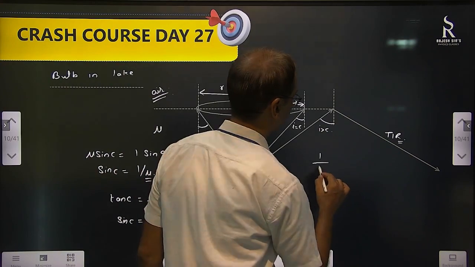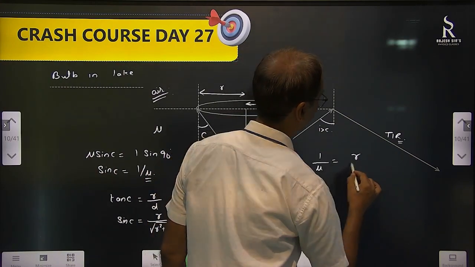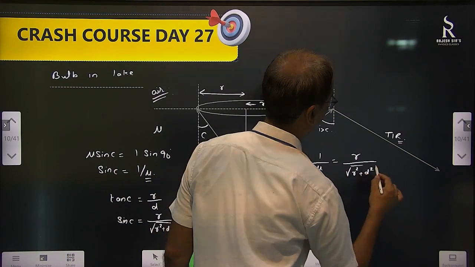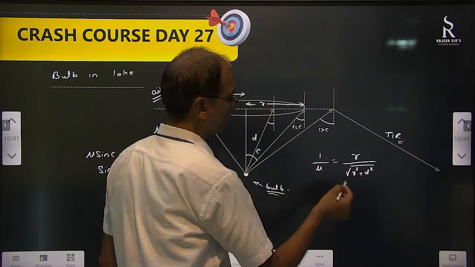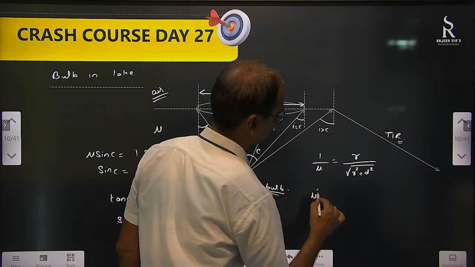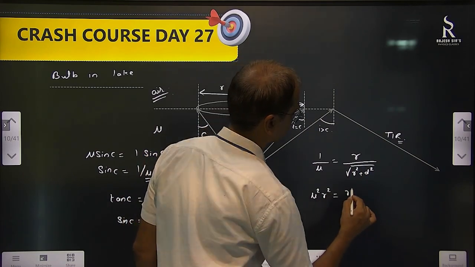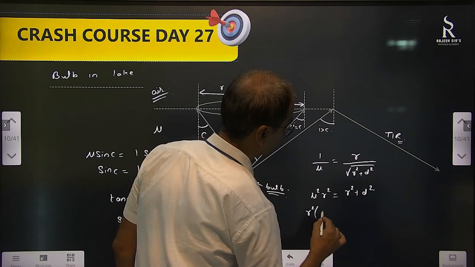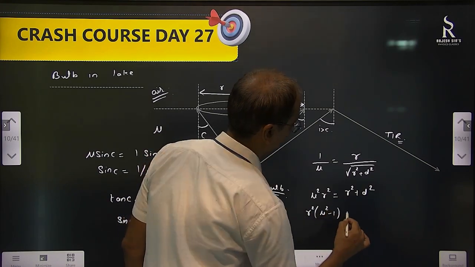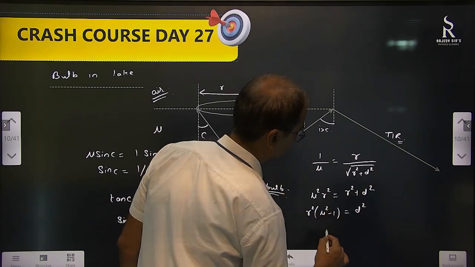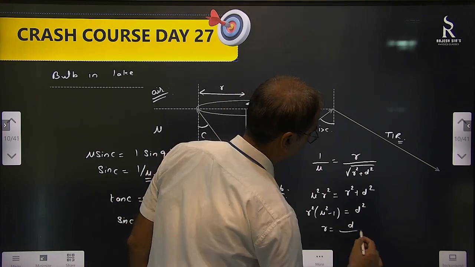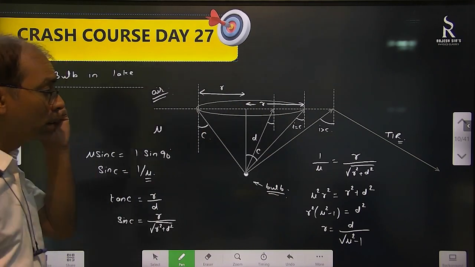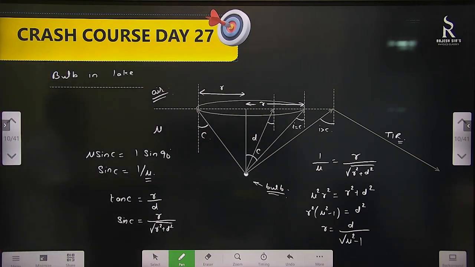So 1 by mu equal to R by root over R square plus D square. What we want is the R value. So square it. Let's say mu square R square equal to R square plus D square. Then R square is here, it is mu square minus 1, that is equal to D square. So R value is coming D by root over mu square minus 1. R equal to D by root over mu square minus 1.